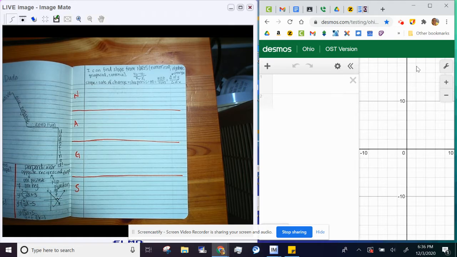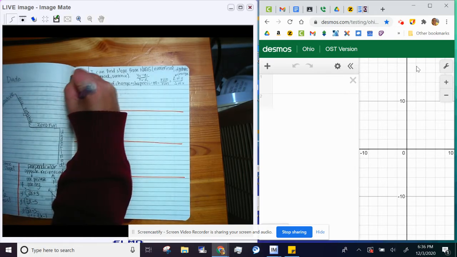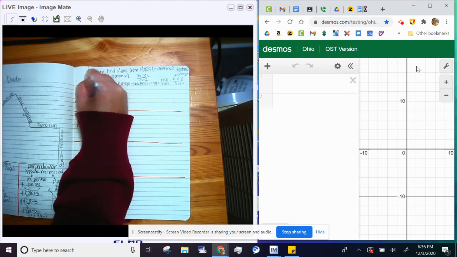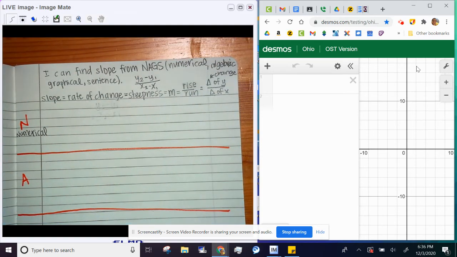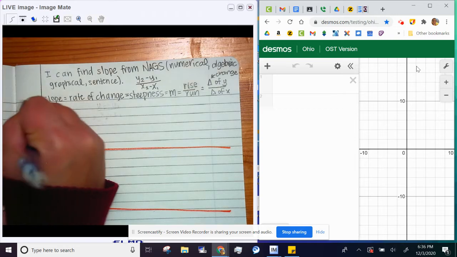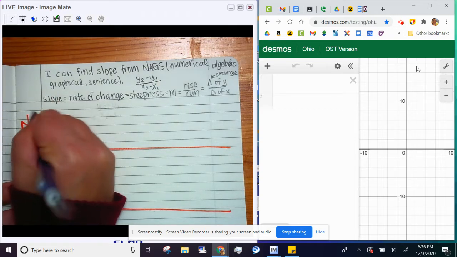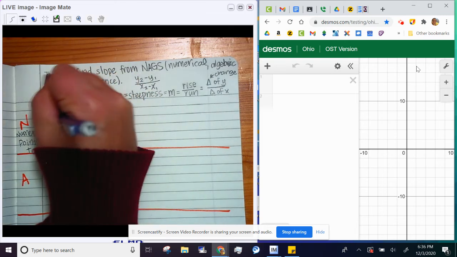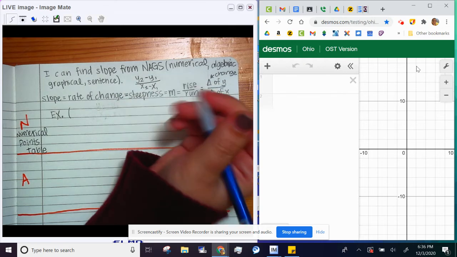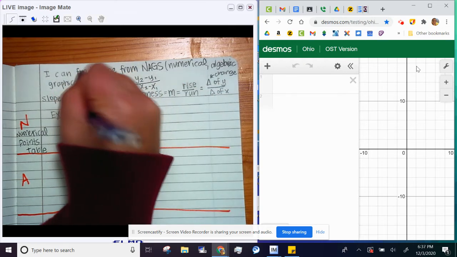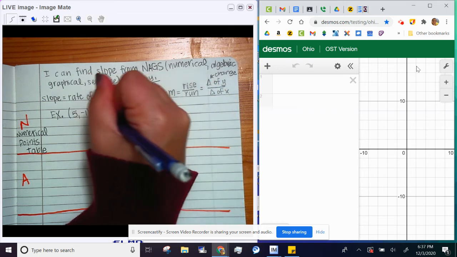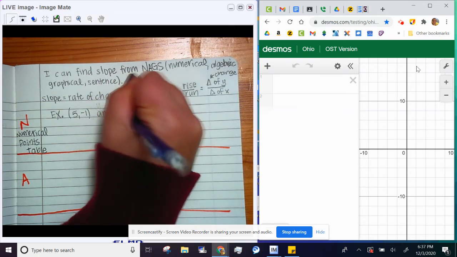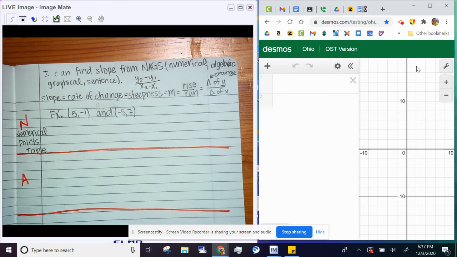Okay, so let's do the N first. So that's numerical. And I'm going to write that, numerical, which means I can either get coordinates or a table. Okay, coordinates means points. So I'm talking points or a table. Okay, so first up, let's do the slope from 2 points. So if I was given, here's my example, 5, -1, and -5, 7.